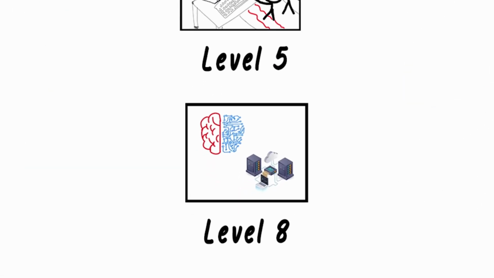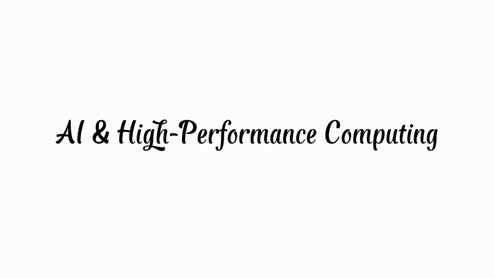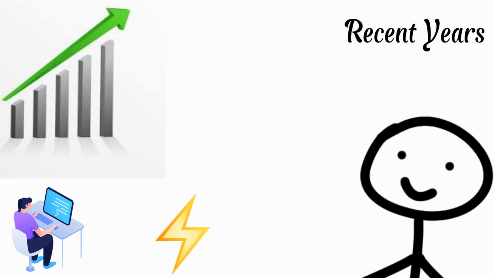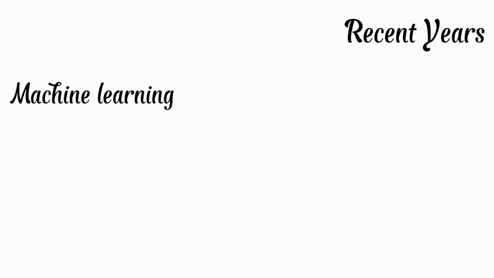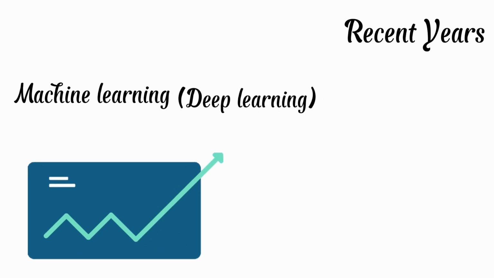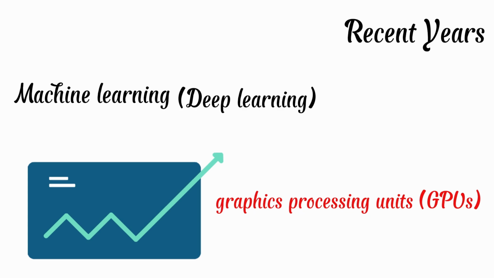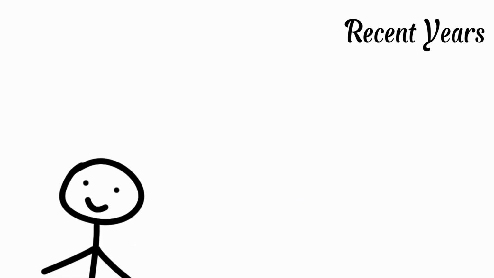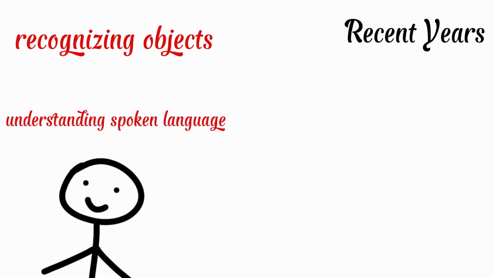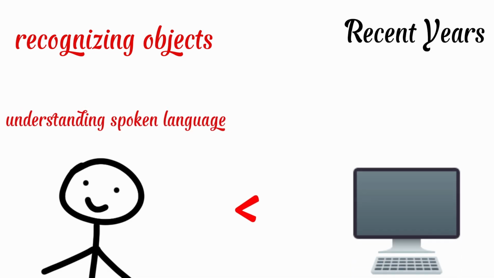Artificial intelligence and high-performance computing. Level 8, AI and high-performance computing. In recent years, a dramatic uptick in computing power and data availability converged with breakthroughs in algorithmic design, sparking an AI renaissance. Machine learning, and specifically deep learning, gained traction by leveraging graphics processing units, GPUs, and advanced computing clusters. Tasks once considered exclusively human, such as recognizing objects in images or understanding spoken language, were suddenly within reach of algorithms, often with human-level or better accuracy.